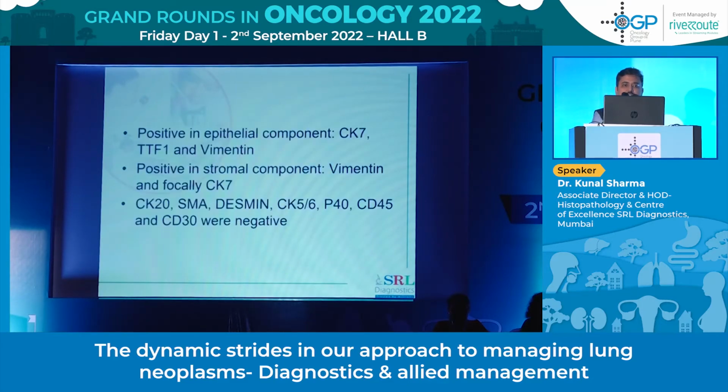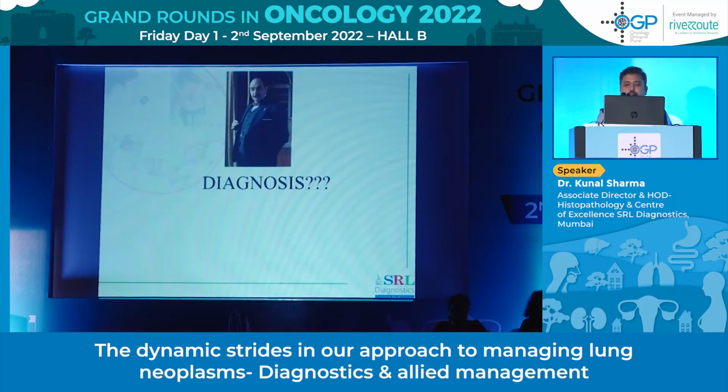So there was this epithelioid component which was positive for CK7, TTF1 and Vimentin. The stromal component was diffusely positive for Vimentin, focally here and there for CK7. CK20, SMA, Desmin, 5/6, 40, 45 and CD30 were negative. So, any guesses with the diagnosis here?